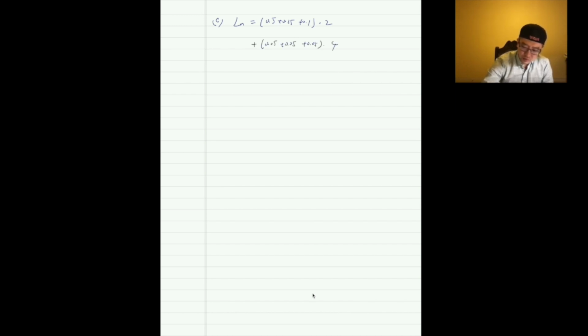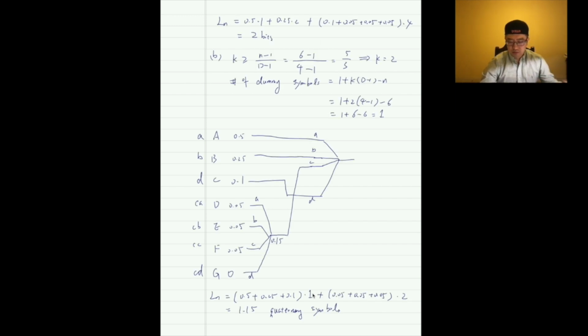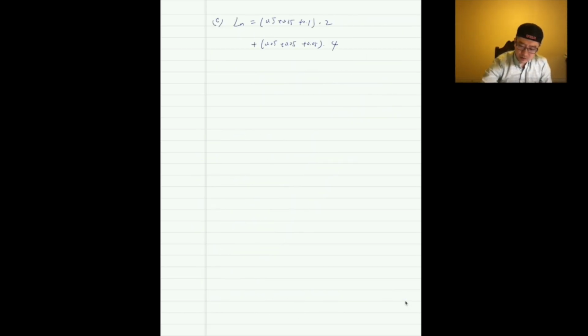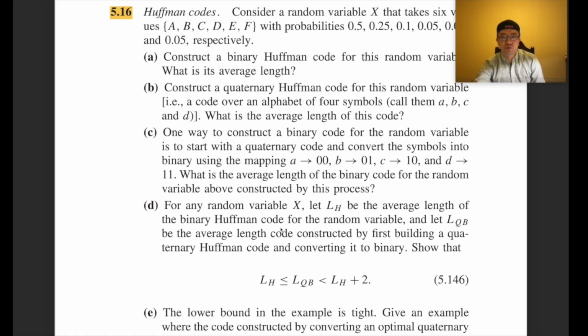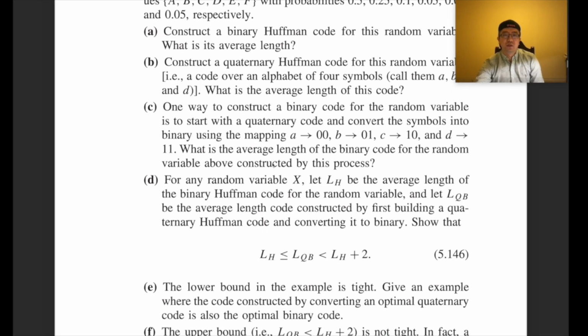Multiply 4, right? Before I multiply 2 here, right? Okay, and then let's see, this gives us 2.3 bits. So you can see this is how well we're doing if we use this procedure to generate the binary code, right? Okay, so let's see the next one.